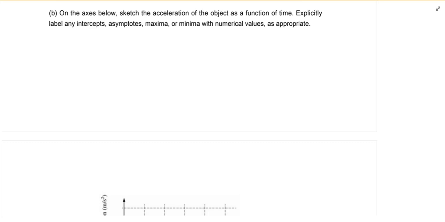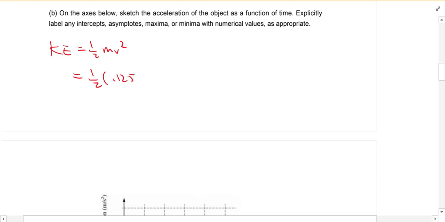So the kinetic energy, of course, is 1/2 mv squared. So 1/2 the mass of 0.125, and then you have to find the velocity, that maximum velocity. On the graph, that max value was 1.6 meters per second squared. So using these numbers, you'll come up with 0.16 joules. So that is the maximum kinetic energy and also the maximum potential energy.